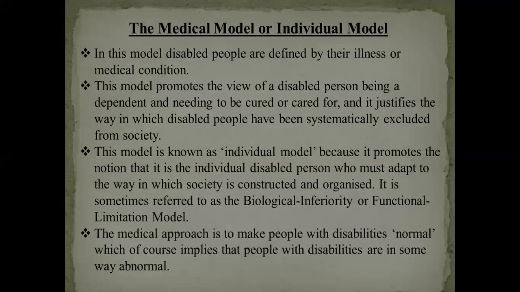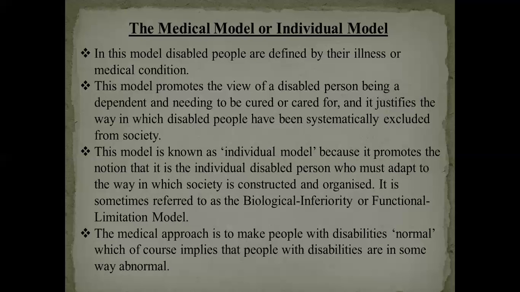So suppose a visually challenged person: what we are telling them is to learn the braille system, study, use a walking stick, find help, walk. So we are asking that person to adapt rather than us doing something. That is the functional limitation model, or biological inferiority model.